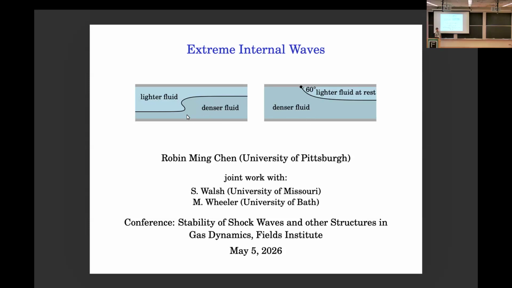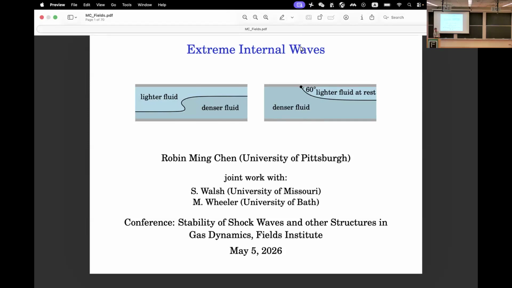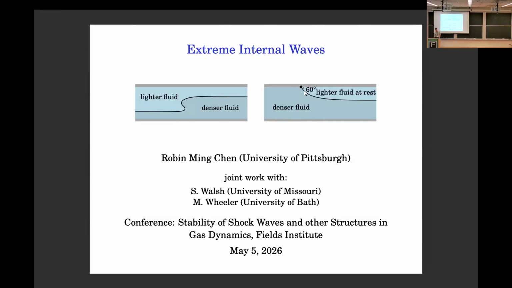As you can see at the level of the interface, one becomes like overturning or even what we say overhanging, namely developing vertical tangent or even past this vertical tangent, whereas the other makes this contact point with a corner singularity. Okay. So let me also acknowledge that everything I'm going to be talking about is joint work with Sam Walsh from Missouri and Miles Wheeler from Bath.